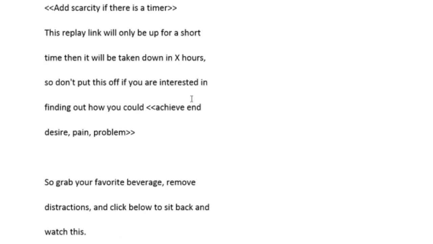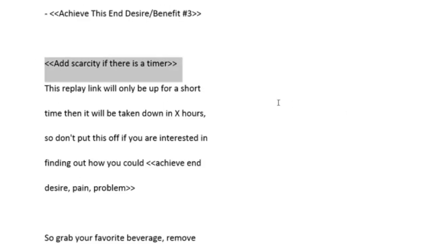The reason why we put that is kind of a foresight into what will happen in the future. If we have 3 benefits right here, that would allow you to create 3 different emails. Or if you have 4, 4 different benefit emails, or two different benefit emails. So I would put 2 benefit angles here. And then I would add scarcity if there is a timer. Obviously, if there is no timer, you don't need this paragraph. So we can say this replay link will be up only for a short amount of time. Then it will be taken down in X hours. So don't put this off.